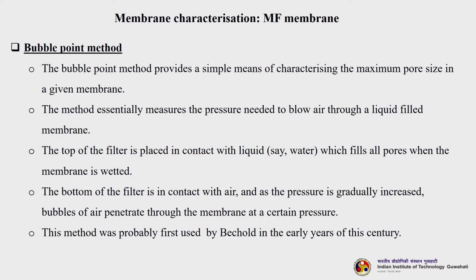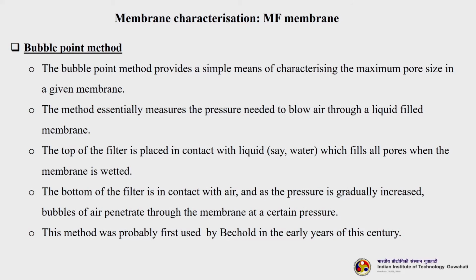Now, let us see the first method of today's lecture, which is called the bubble point method. It is one of the classic and most easily adaptable techniques for microfiltration membrane characterization, and it can be done easily in any lab. The method essentially measures the pressure needed to blow air through a liquid-filled membrane. The top of the filter is placed in contact with liquid, essentially water, which fills all the pores and wets the membrane. The bottom of the filter is in contact with air, and as the pressure is gradually increased, bubbles of air penetrate through the membrane at a certain pressure.